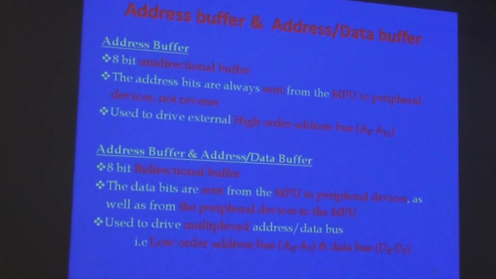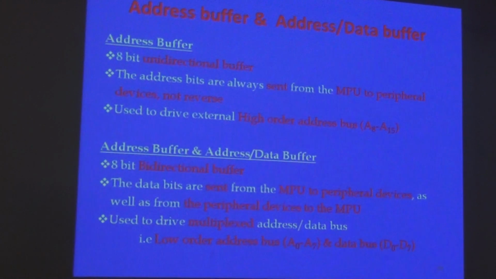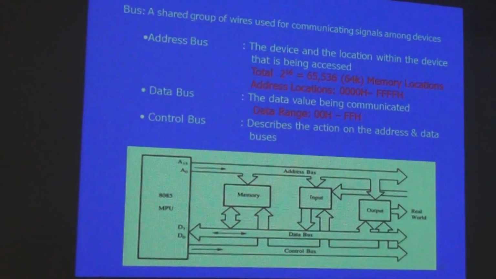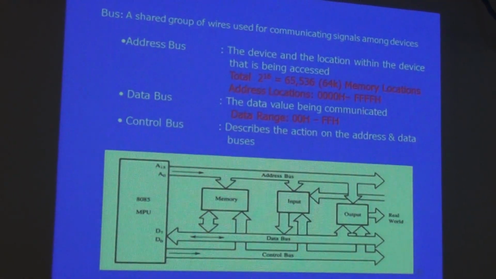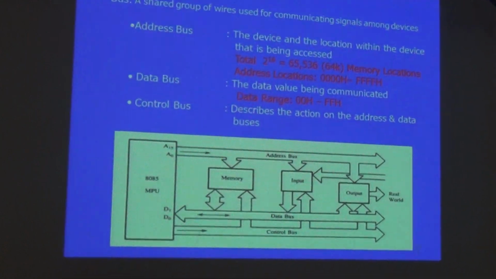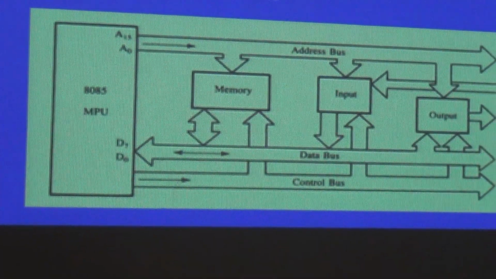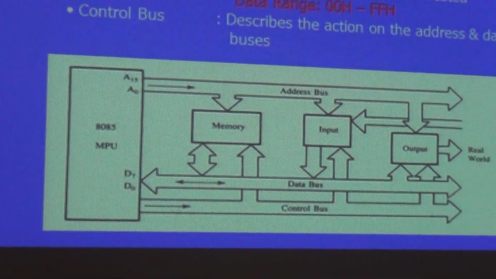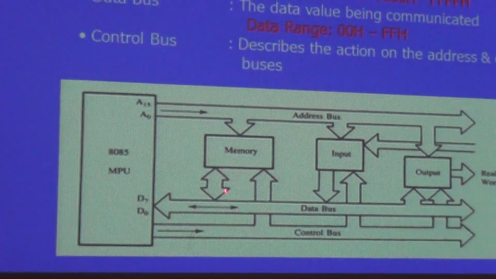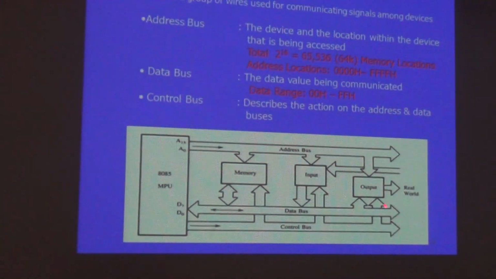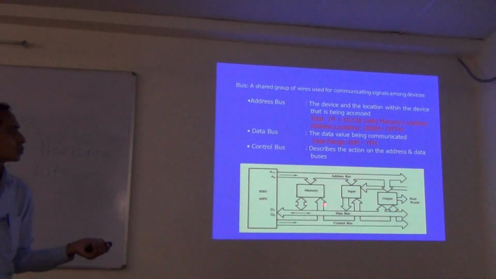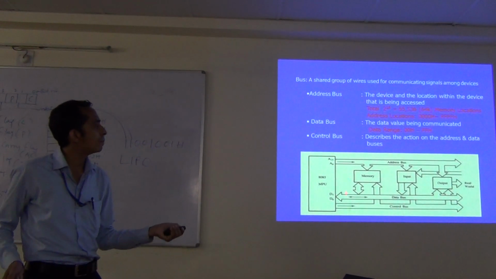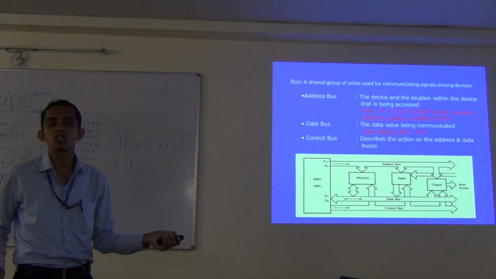Address buffer, data buffer. The address and data process has been discussed in my discussion. This is the memory segmentation or the bus architecture diagram. In the bus architecture diagram, you can see how the address bus is connected with the memory, input device, output device, how the data bus is connected with the memory, input device, output device, and how the control bus is associated with the memory, input device, output device. So I can say that this is the bus architecture diagram in a microprocessor architecture.